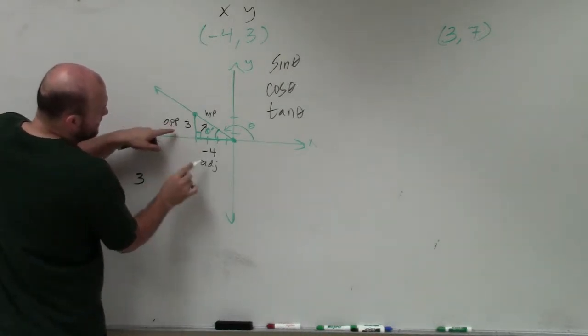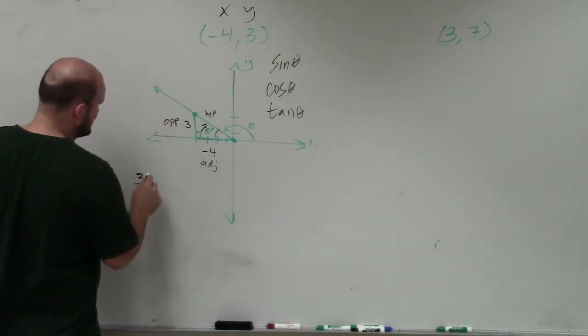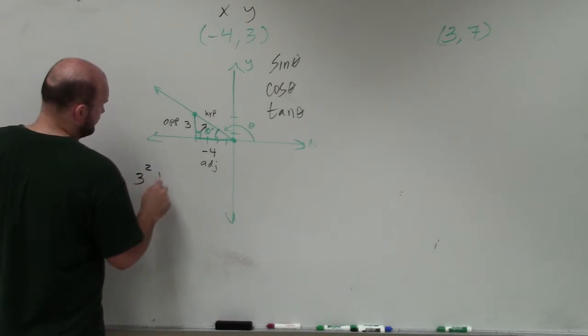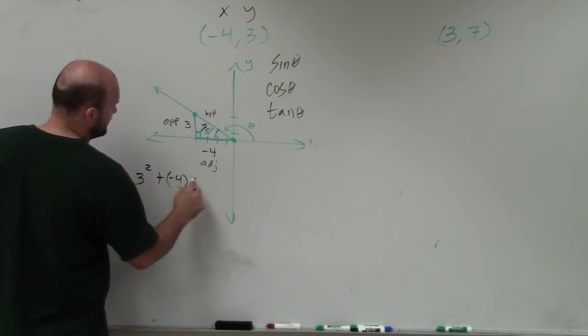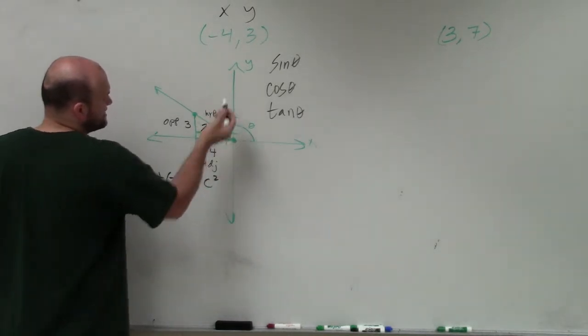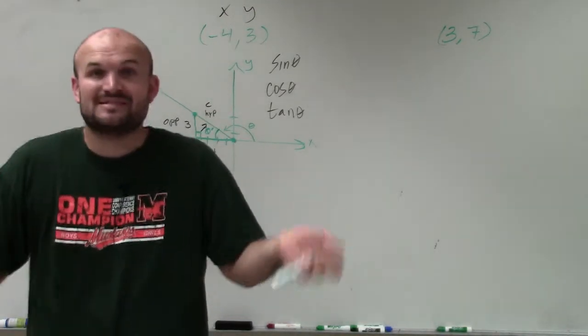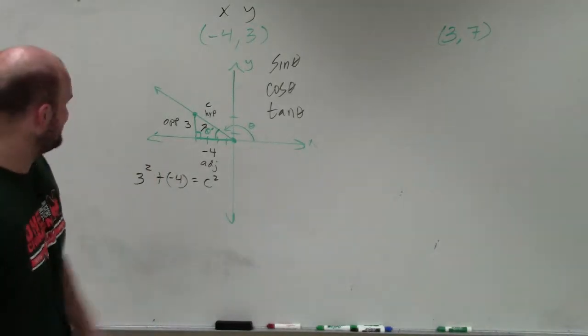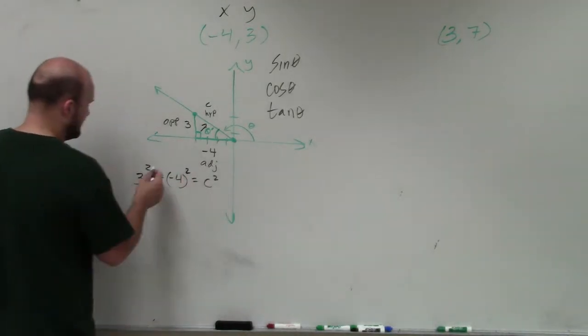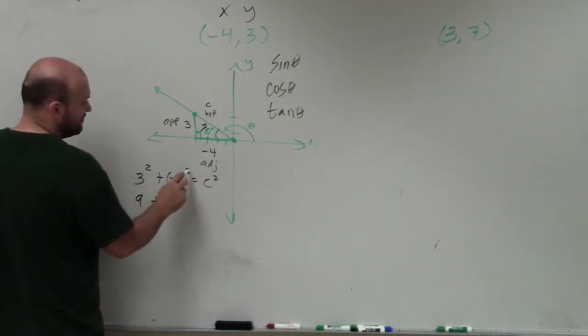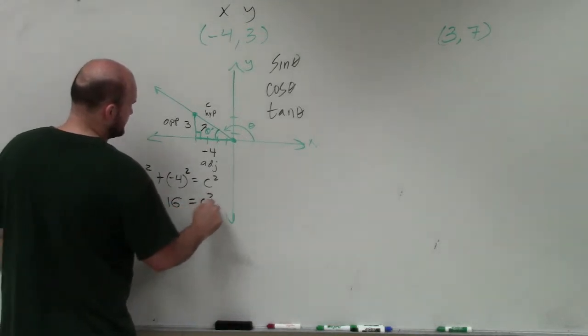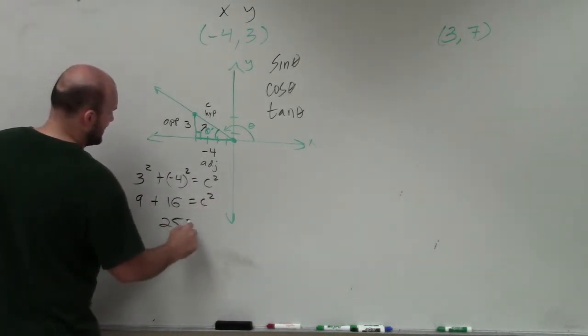Remember, my opposite and my adjacent are my 2 sides. So it's basically side squared plus my other side squared equals my hypotenuse squared, which in this case I'll represent as c, because I know a lot of people just remember a squared plus b squared equals c squared. So we'll just use c. 3 squared is 9, plus -4 squared is positive 16, equals c squared. So you can see 25 equals c squared.